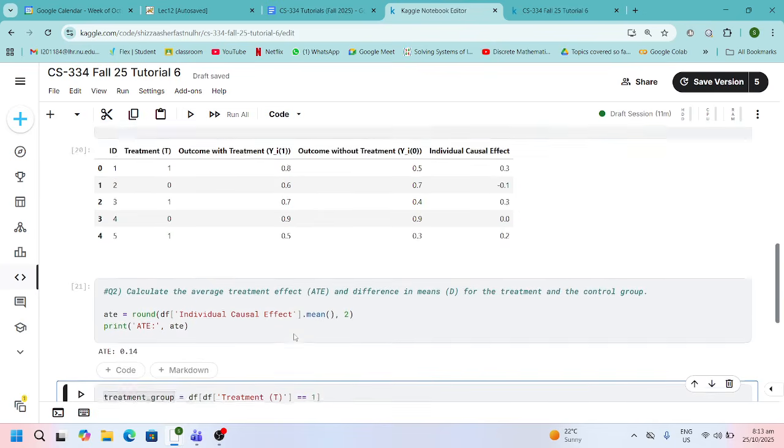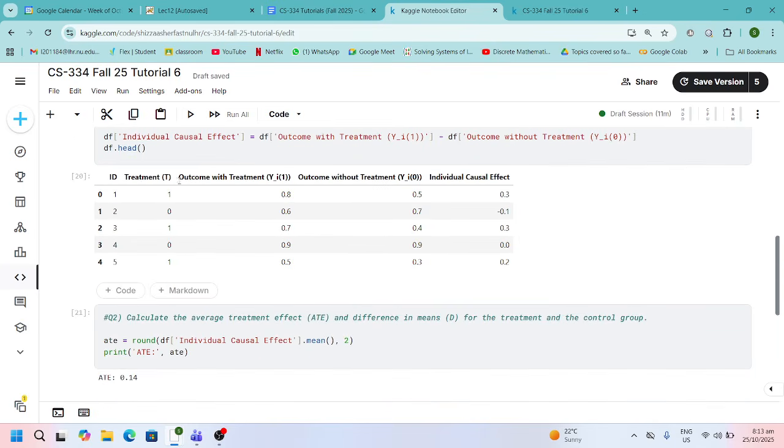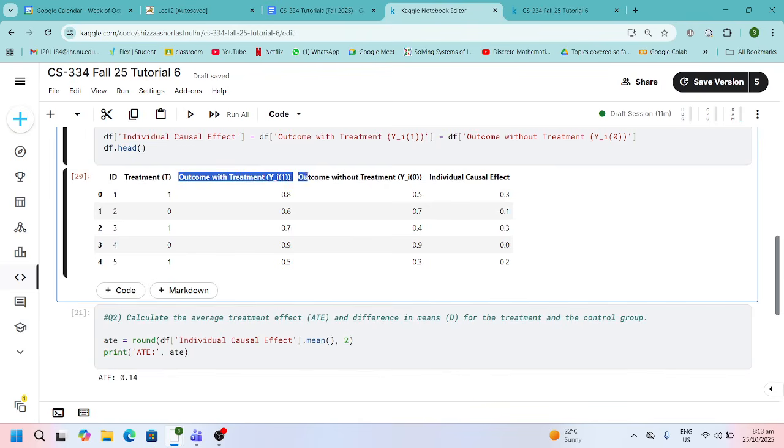Now the problem is, in the real world, you can only have one of these two for an individual, because if an individual was given a treatment, then you can measure only the outcome with the treatment. This is a counterfactual. You cannot measure the outcome without the treatment. This is what would have happened if the individual was not given the treatment.